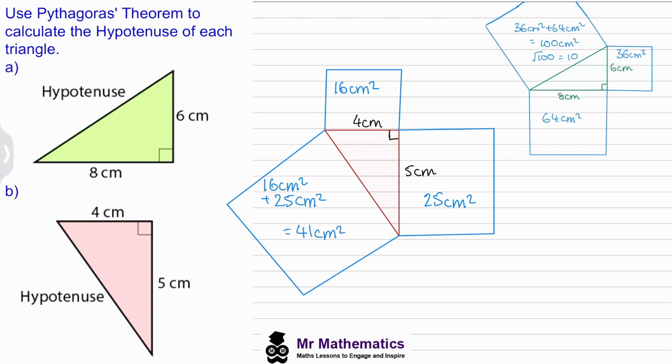Now we can find this length by taking the square root of this 41. So the square root of 41 gives us approximately 6.4 centimeters. So this would be the length of this hypotenuse, about 6.4 to 1 decimal place. Okay? Let's try another example.